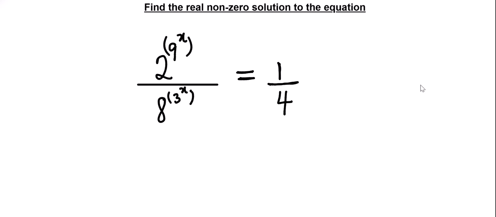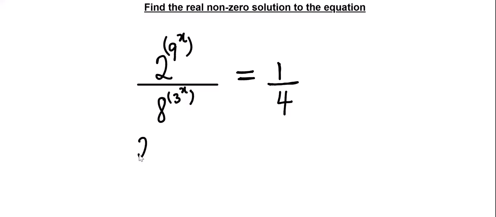Find a real non-zero solution to this given equation. In this given equation, we have 2 to the power of 9 to the power of x divided by 8 to the power of 3 to the power of x equals 1 over 4. So we are interested in getting the non-zero solution for x.